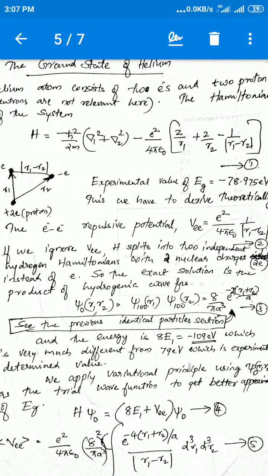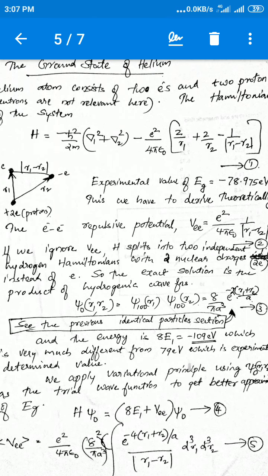If we ignore VEE, the Hamiltonian H splits into two independent hydrogen Hamiltonians. The only difference is that the nuclear charge is 2. In hydrogen it is 1 only, but in this system it is having 2 protons. So the nuclear charge is plus 2E instead of E. That is the only difference.